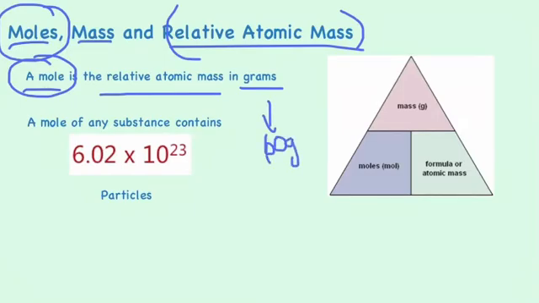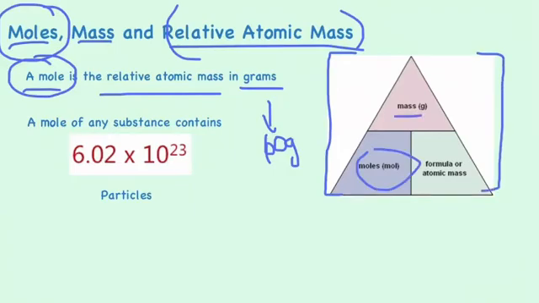And from this concept we developed this very important formula triangle, which is that moles is equal to mass over Mr, mass is equal to moles times by Mr, and Mr is equal to mass divided by moles.